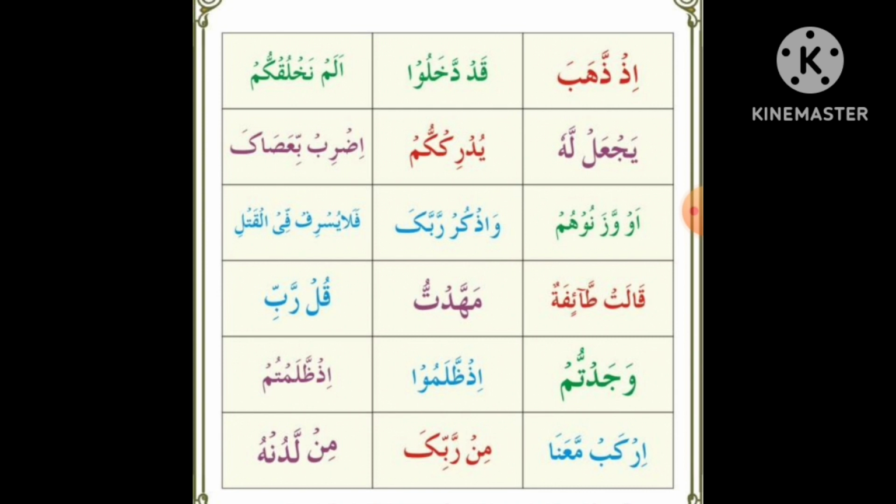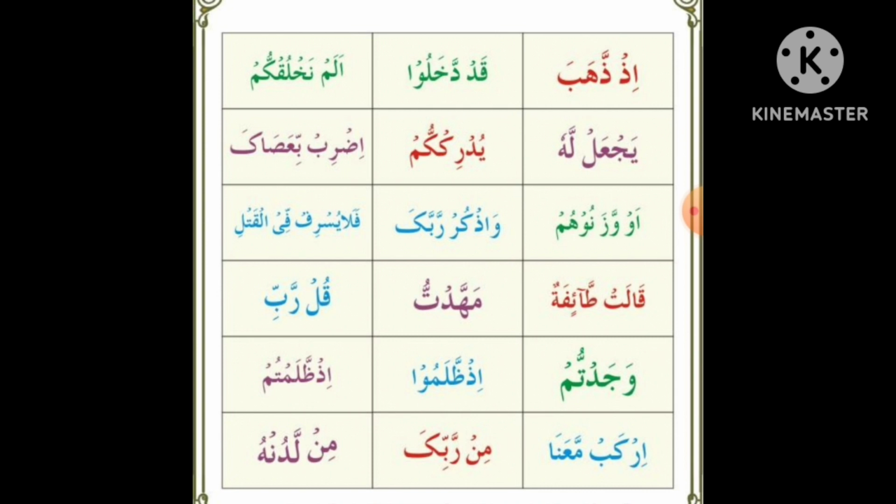In the next one you can see yaj'al, then a quiescent lam and then a mushaddad lam. That means this is again mithlain. So how do you read it? Yaj'al lahu, yaj'al lahu. Then you have yudhrikkum. Again, this is an example of idgham mithlain. Yudhrikkum.